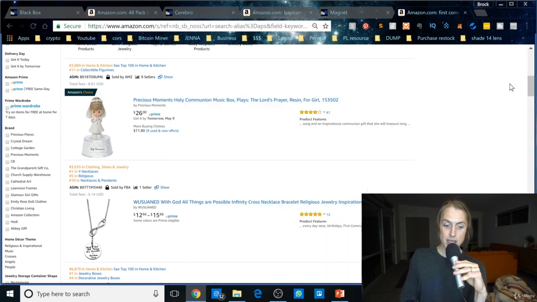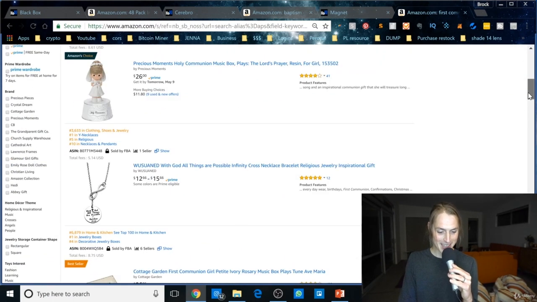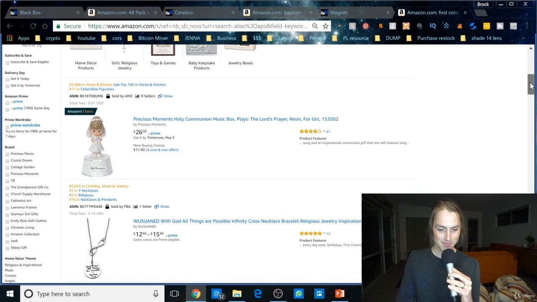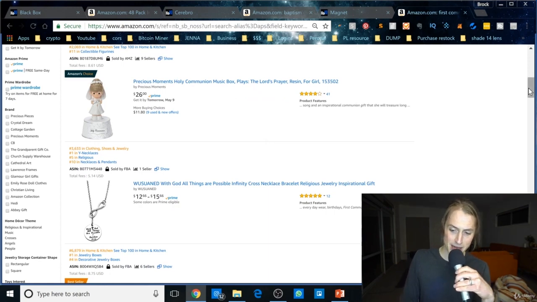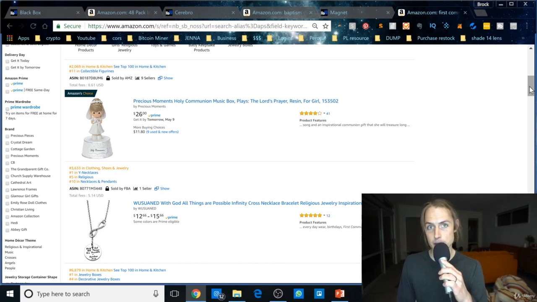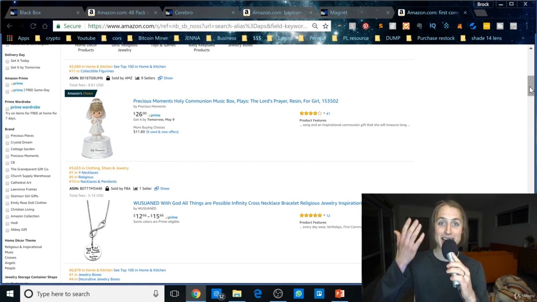And what is interesting is if we take a look at this, so this is first communion gifts for girls. It doesn't really look like, okay, so there is this one that's first communion. Okay, yep, precious. So some of these have first communion in them, but some of them don't even. So that means they're not even optimizing for this. And the thing that's interesting is you're looking for a gift for first communion. So it's not like people are wanting the exact same thing.